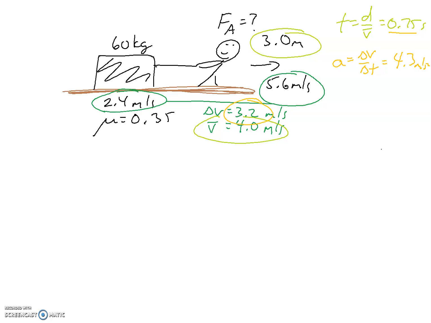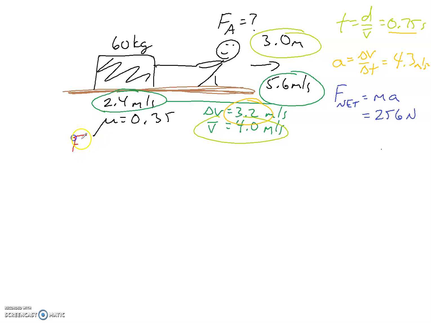Okay, now that I have my acceleration, I can actually find something really important. I can find my net force. Okay, so with mass and acceleration, you can always get net force. So my net force is going to be equal to ma. So if I do the 4.3 and multiply that by the mass of the box, that'll give me around 256 newtons. But that's not how much he is actually pulling with. That's just his net force.